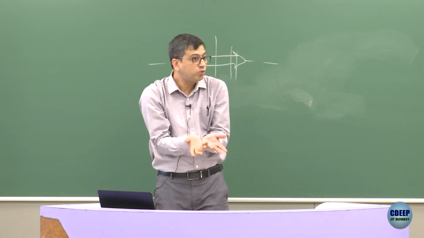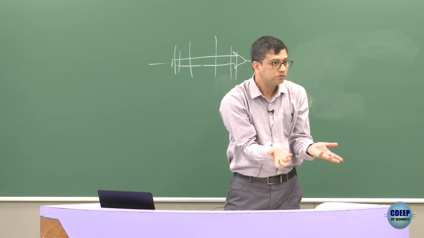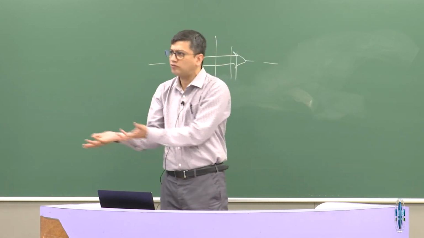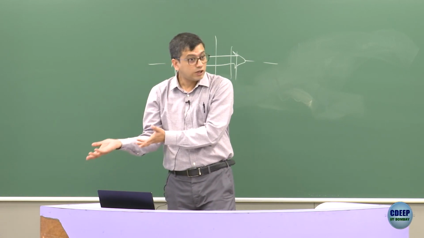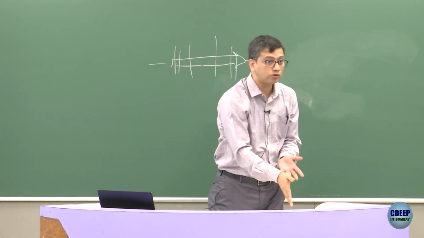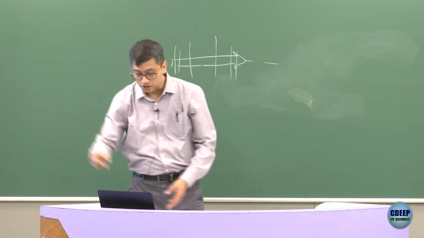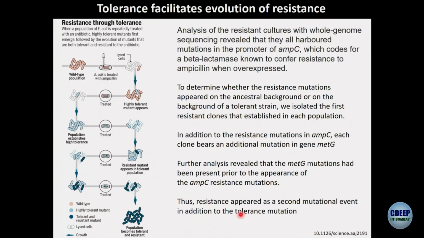A MetG mutation can give you either of two things. Either it becomes a lethal mutant, which is non-viable under normal circumstances, where you do not even have to put antibiotic. But it can also give you a mutation which lowers the growth and results in tolerance. So the resistance mutation, the mutation in the promoter region of the AmpC gene which resulted in the higher MIC, appeared as a second mutational event in addition to the MetG mutation which appeared first. So MetG mutation came first and only then the AmpC mutation happened.